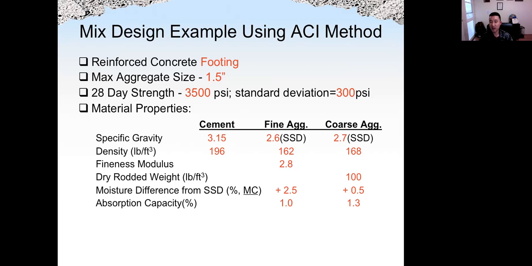Okay, and same thing for sand and coarse. The specific gravity is in saturated surface dry condition, because later on we're going to adjust the moisture content. Also given are the fineness modulus of the sand, the dry rodded weight for the coarse aggregate, the moisture content as a percentage, and the absorption capacity for the aggregate. So we'll use this information to design our concrete.